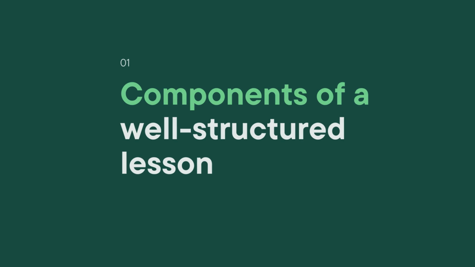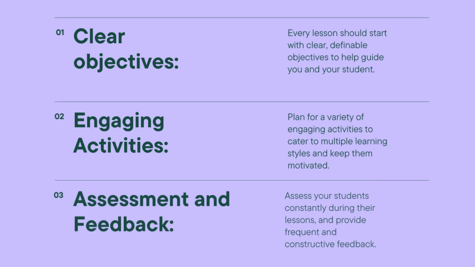Components of a well structured lesson. Clear objectives. Every lesson should start with clear, achievable objectives. These goals guide the lesson and provide a roadmap for both the teacher and the student. Objectives should be specific, measurable, and aligned with the student's overall learning goals.